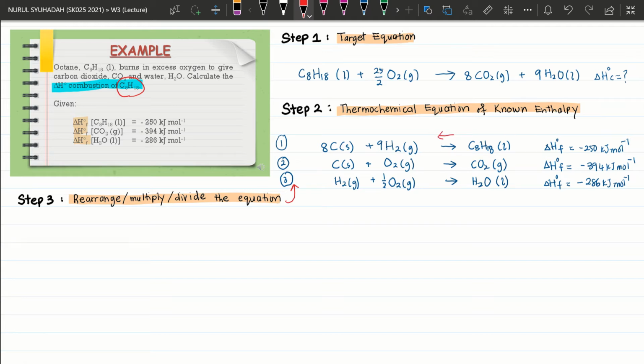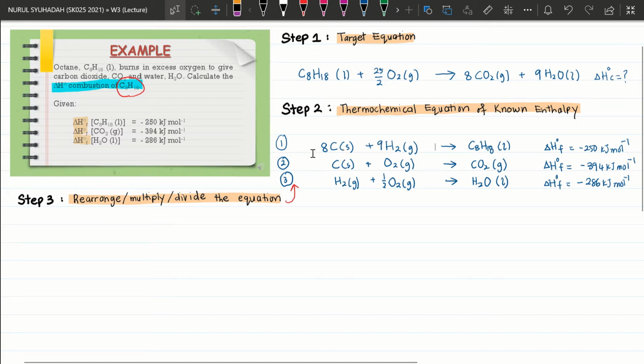It becomes C8H18 to produce 9H2 plus 8 carbon. So what happened to the ΔH? It will become positive. So this is the sign. Recall the two things that we need to look at when talking about ΔH: the sign and the magnitude. The first one is sign. When you reverse the equation, the sign of the ΔH will change. That's the first one. The second one is the magnitude.